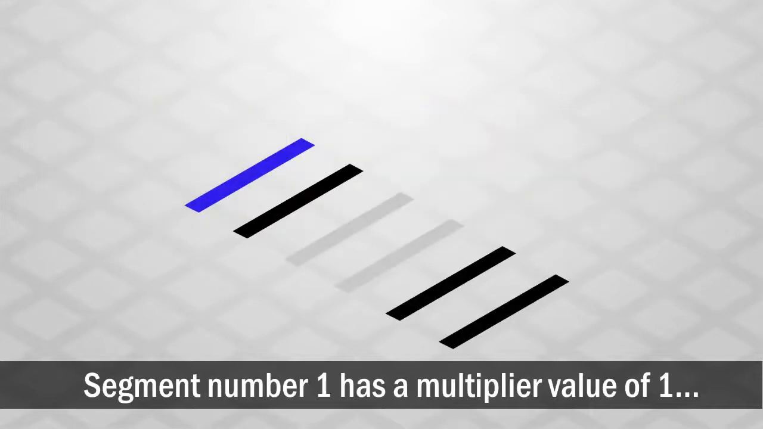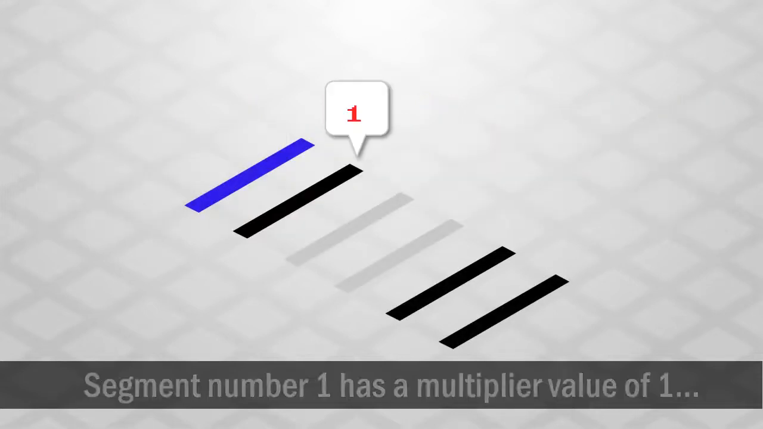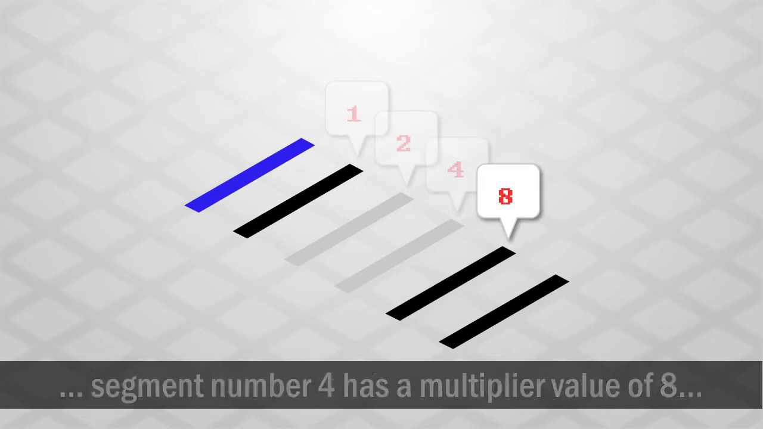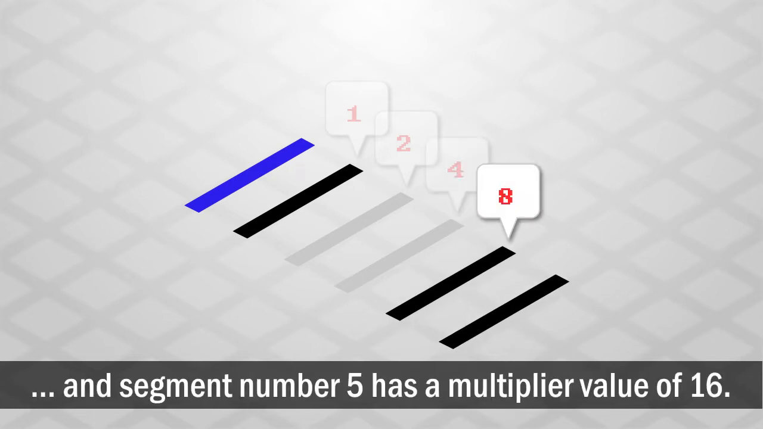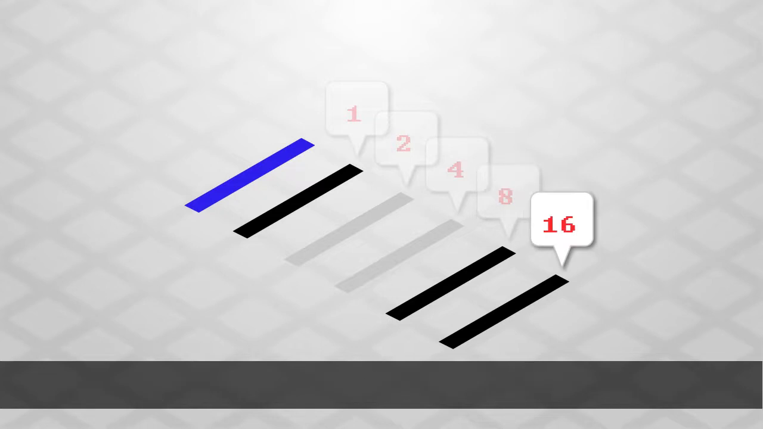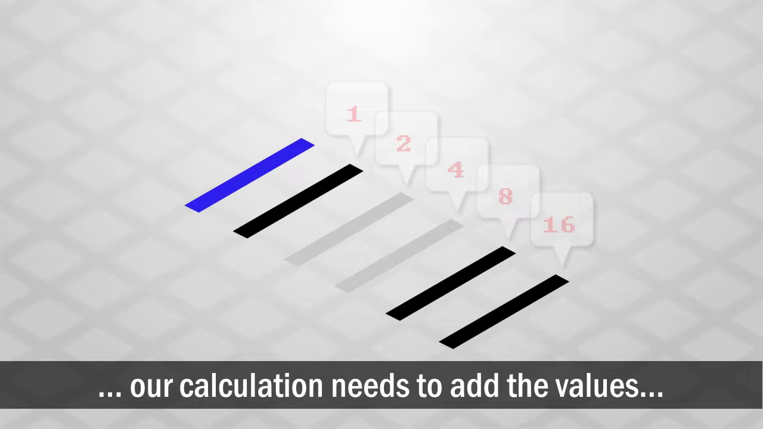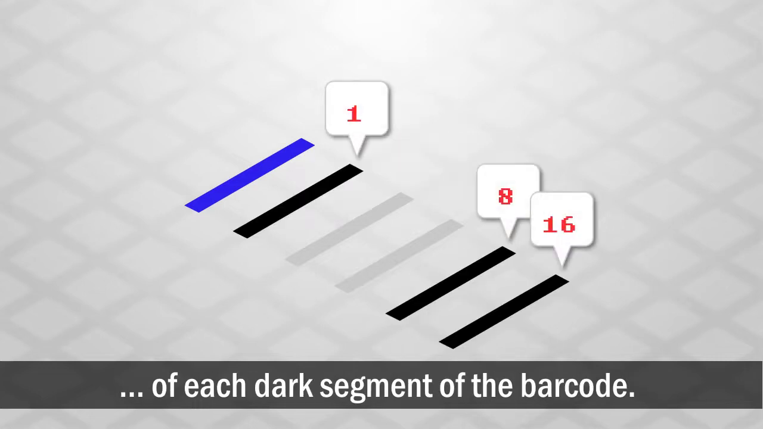Segment number 1 has a multiplier value of 1. Segment number 2 has a multiplier value of 2. Segment number 3 has a multiplier value of 4. Segment number 4 has a multiplier value of 8. And segment number 5 has a multiplier value of 16. To find the final numerical value, our calculation needs to add the values of each dark segment of the barcode.